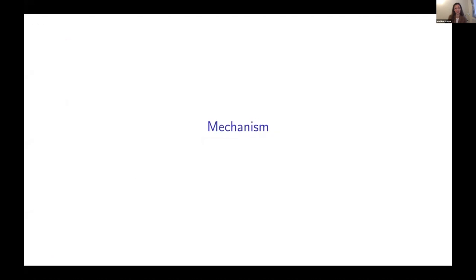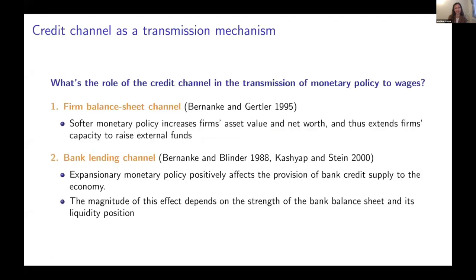For the rest of the talk, I would actually like to jump straight to the mechanism. Specifically in this paper, we try to examine what is the role of the credit channel in the transmission of monetary policy to wages. If you think of credit channels, there are a couple of things that can come to mind, and what we specifically think of in this paper are the two versions of the credit channel.